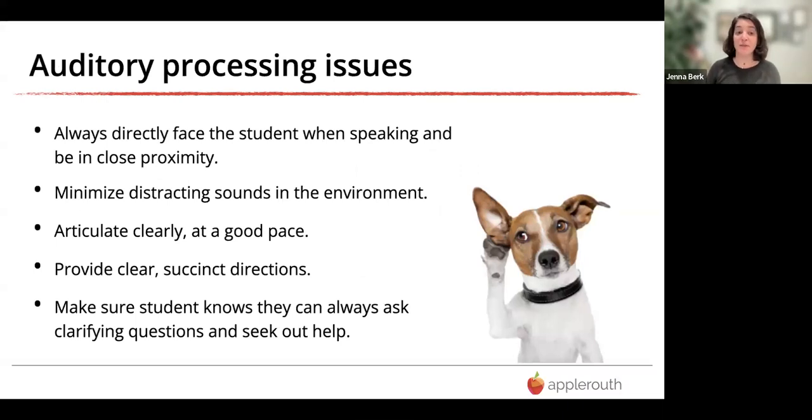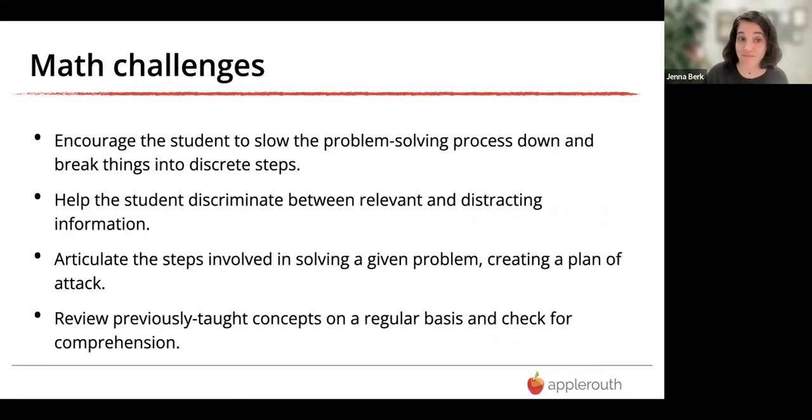If you're working with somebody with auditory processing issues, you want to make sure you are facing the student when you're speaking, that you're in close proximity, you're limiting the distracting sounds in the environment, you're articulating clearly at a good pace, you're not over-egging the pudding in terms of directions, and you're making sure the student knows that they can always ask a clarifying question. It is always okay to say, "I'm sorry, can you repeat that?"